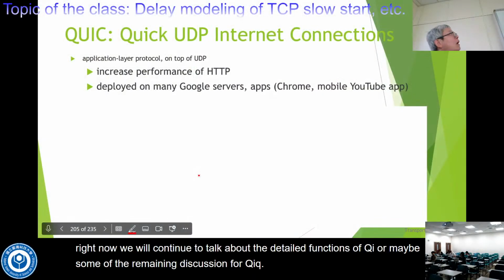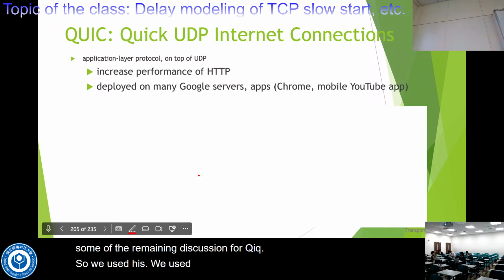In the previous class, we already had the partial description for QUIC. And right now, we will continue to talk about the detailed functions of QUIC, or maybe some of the remaining discussion for QUIC. So we use UDP instead of TCP.